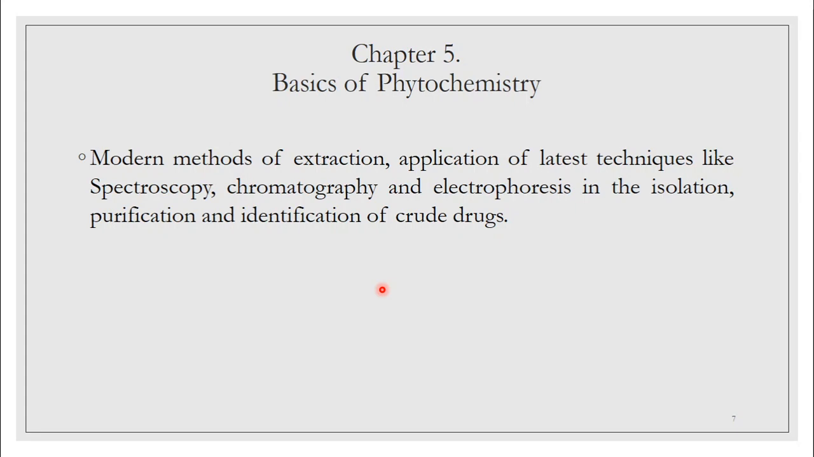These are the modern methods of extraction. I hope all of you know about spectroscopy, chromatography and electrophoresis. If you don't know, we will further discuss in future videos. And purification, yes, purification means isolation of constituent in pure form. Identification means to qualitatively determine the particular phytoconstituents, a particular substance.